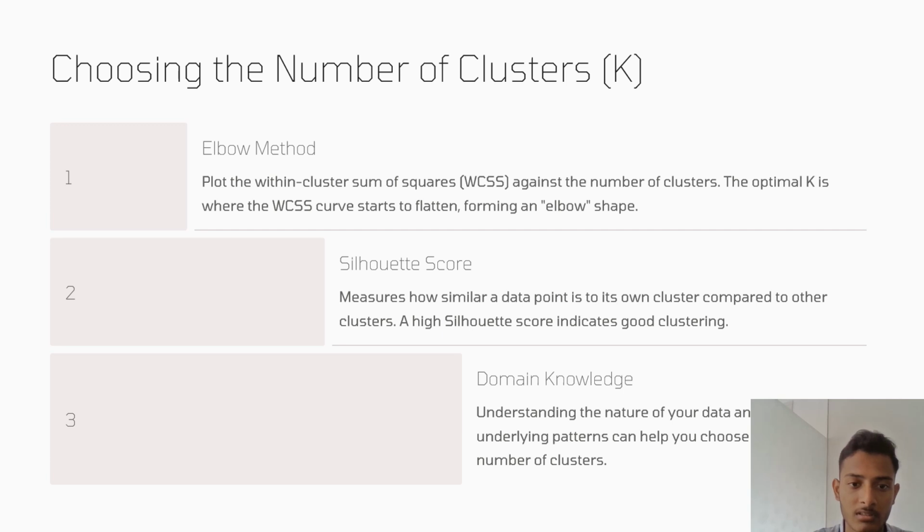Choosing the number of clusters. Elbow method. Plot the within-cluster sum of squares against the number of clusters. The optimal K is where the WCSS curve starts to flatten, forming an elbow shape.